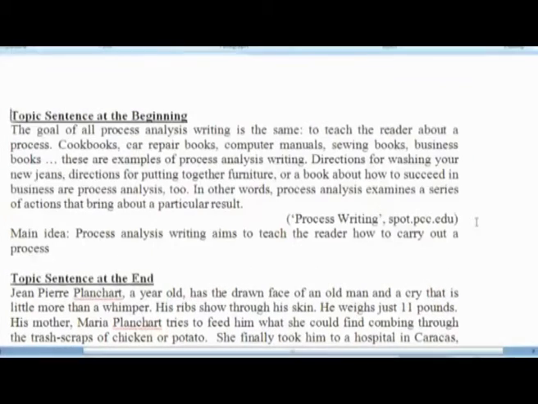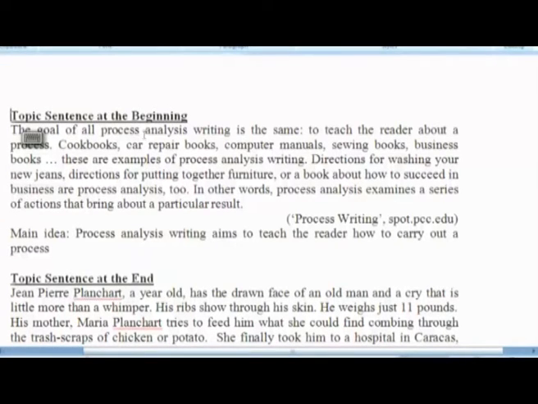So, now let us look at an example. Here are 3 paragraphs and then we will attempt to locate the topic sentence and thereby we will try to identify the main idea. So, let us look at the first paragraph. I will read it out.